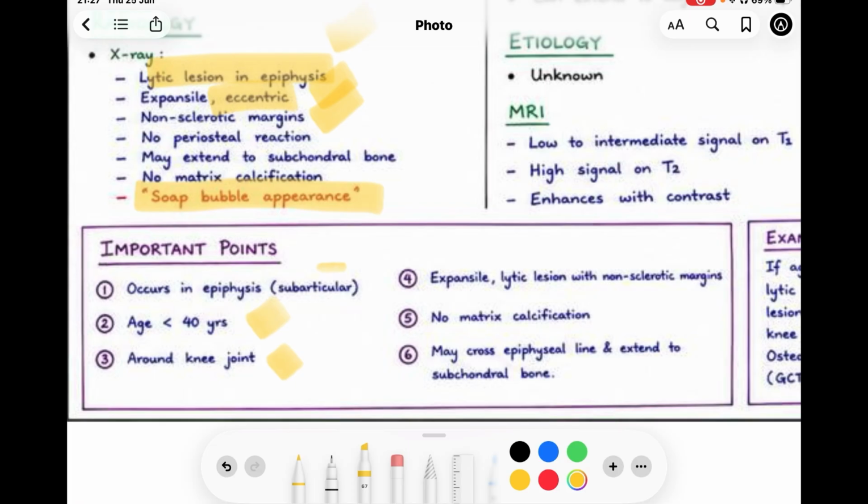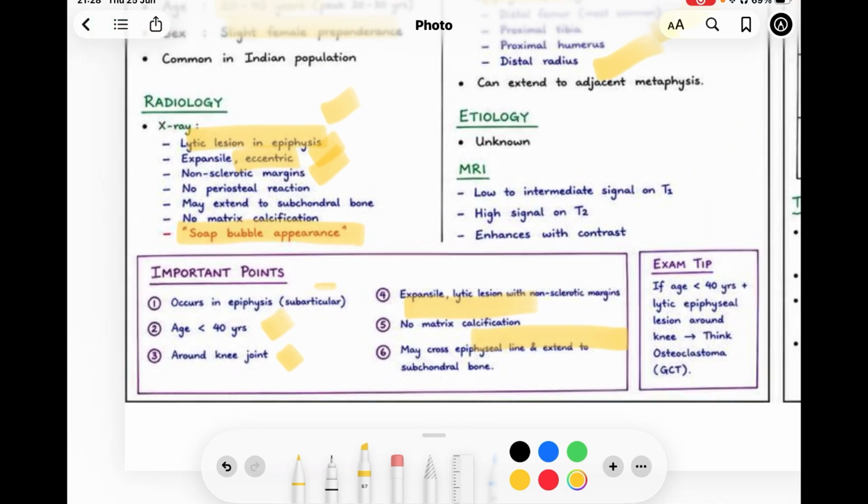Expansile lytic lesion with non-sclerotic margins, and no matrix calcification. Most of the time it is epiphyseal, but it can also cross the epiphyseal line and extend to subchondral bone. So these are the important points you have to remember. Done.